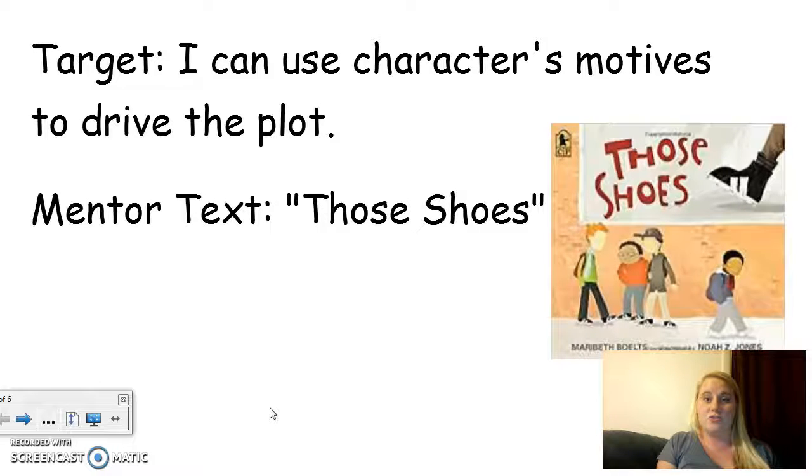I have connected it to the Google Classroom. You can watch the read aloud on that, and I'm pretty sure you can download it and read the book too. So those are great ways. But we're going to be using that book throughout this lesson, and we're going to use character motives to drive your plot.